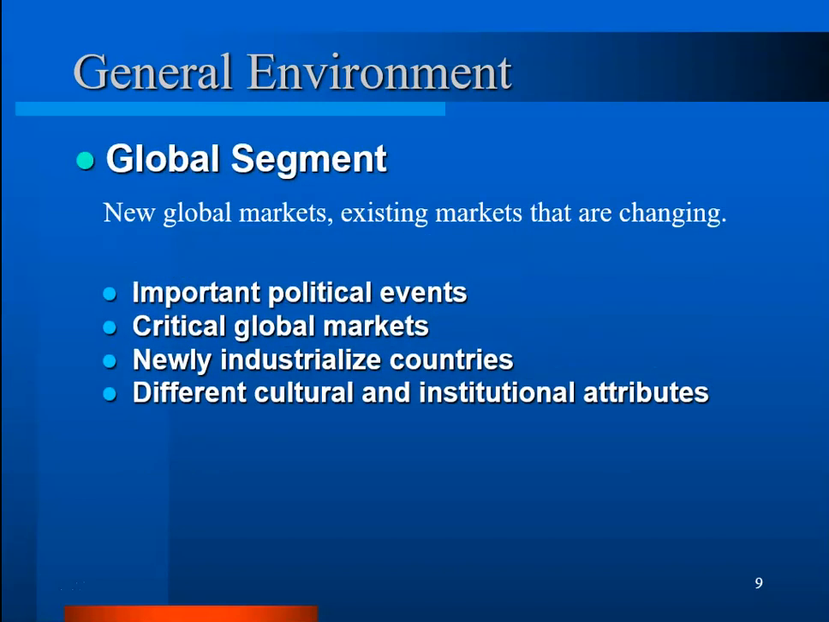The global segment now are just global markets, and global markets are changing. So we have important political events that might change global markets. Then we have critical global markets like China, for instance, that does a lot of production for the world consumer goods. Newly industrialized countries like maybe Vietnam or some of those Asian countries that are really in this era just becoming industrialized. Different cultural and institutional attributes is what makes up the global segment.